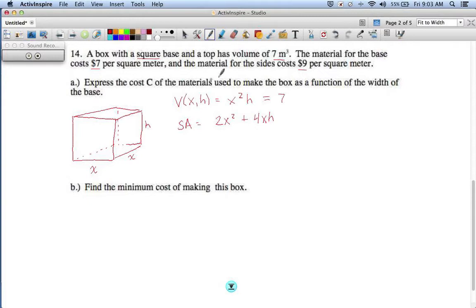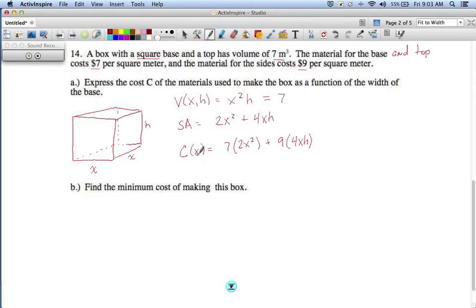We want to express the cost of the materials used to make the box as a function of the width of the base. Well, the cost of the box in terms of x: the base and the top, the top and the bottom, cost $7 per square meter. The material for the sides costs $9. So $7 for the top and the base, plus $9 for the four sides.